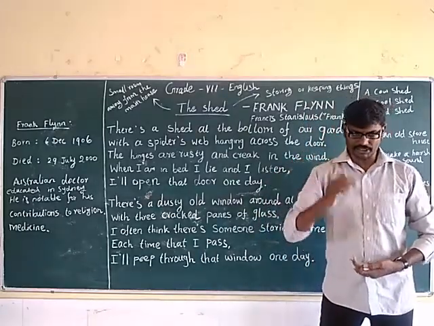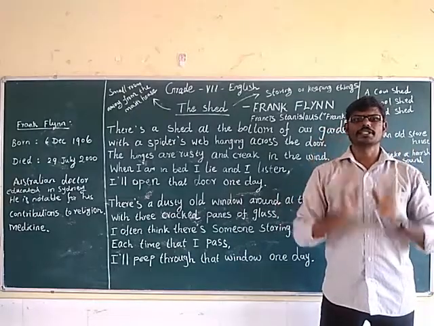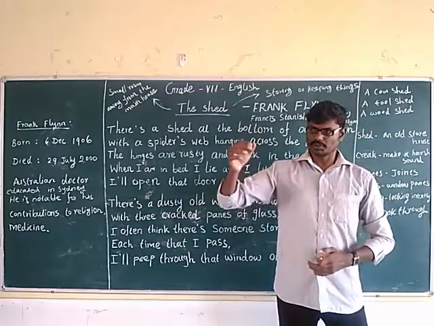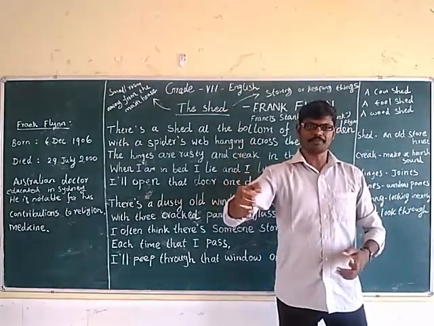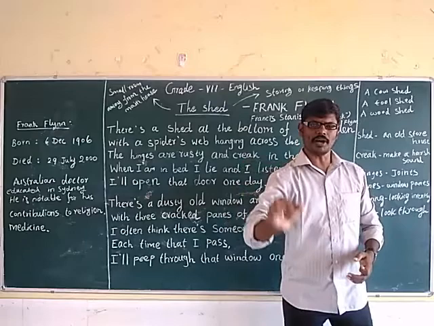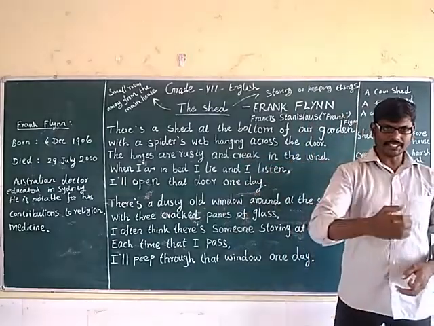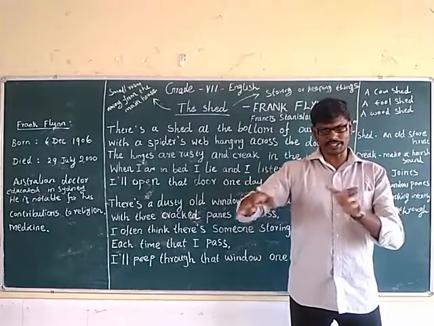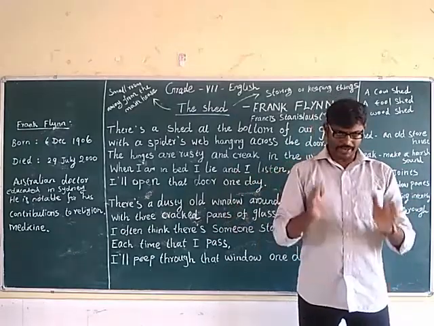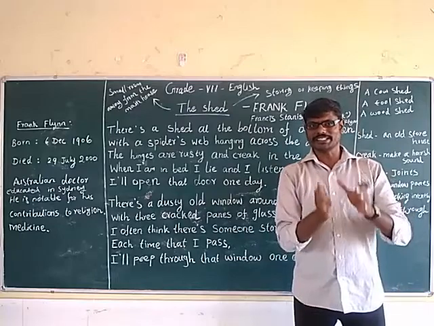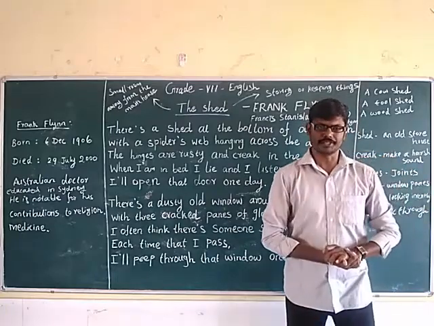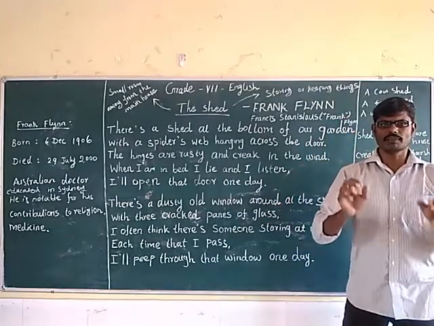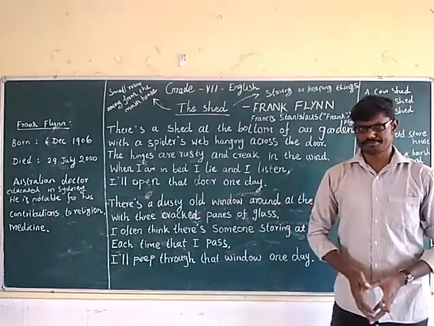First, the child talks about the shed, how the shed is in the garden. Where is the shed located? It is situated at the bottom of the garden. And now the speaker gives a description of how the shed was looking.